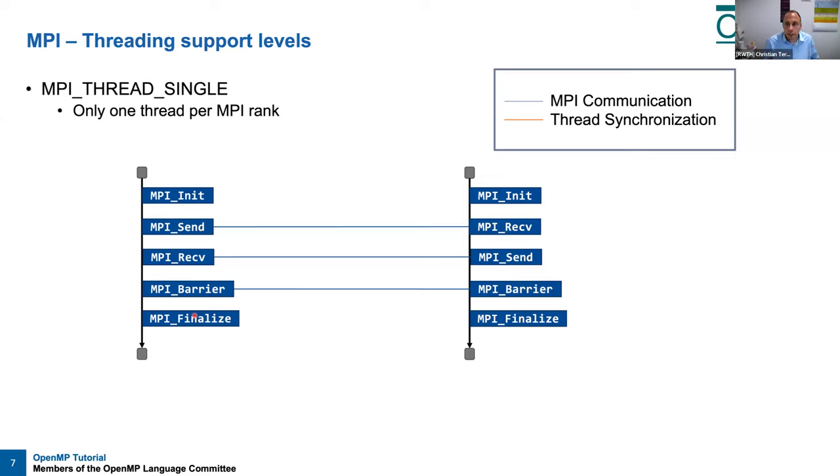And there are certain things that you can assume if you're guaranteed that there's no threading involved. So that means as soon as you're going to use OpenMP somewhere in your program, MPI_THREAD_SINGLE is not valid anymore. It's really a very simple, very straightforward guarantee that there's no threading involved.